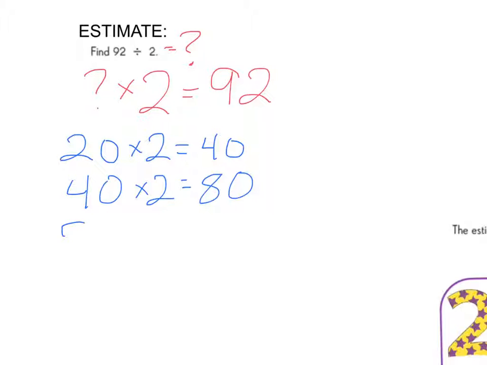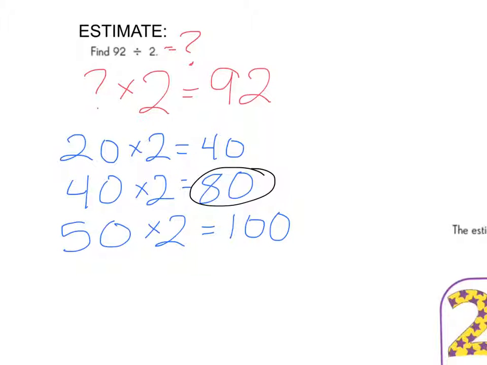Let's keep going. 50 times 2 equals 100. And now we have numbers on both sides of the 92. 80 is less than 92, and 100 is more than 92. So we know that the real answer is somewhere between 40 and 50.